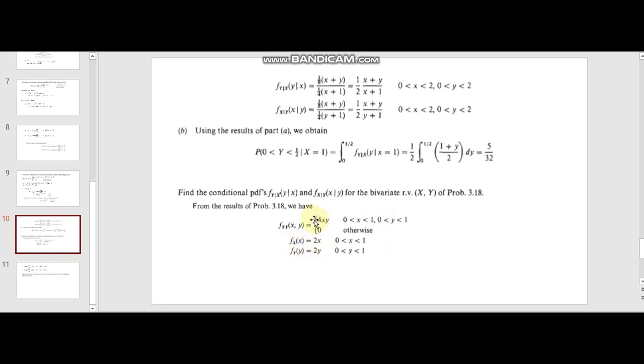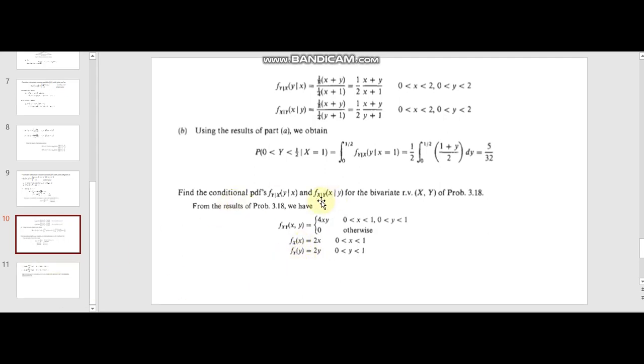So here the marginal pdf of x is equal to 2x. We already know how to find the marginal pdf of x: we integrate the joint pdf from 0 to 1 for random variable y, so I will get the marginal pdf of x. Similarly, for the marginal pdf of y, I will integrate this joint pdf from 0 to 1 for random variable x. So I will get the marginal pdf of y is equal to 2y.